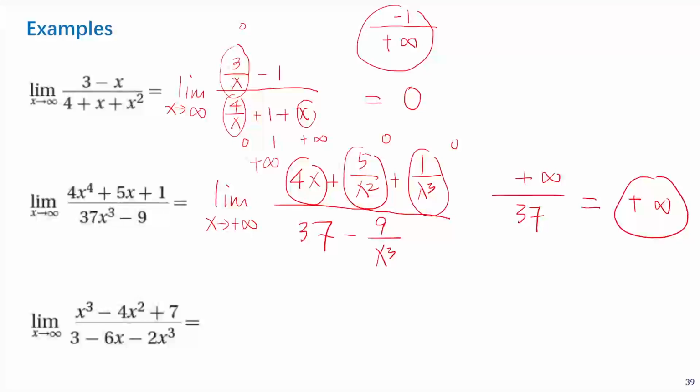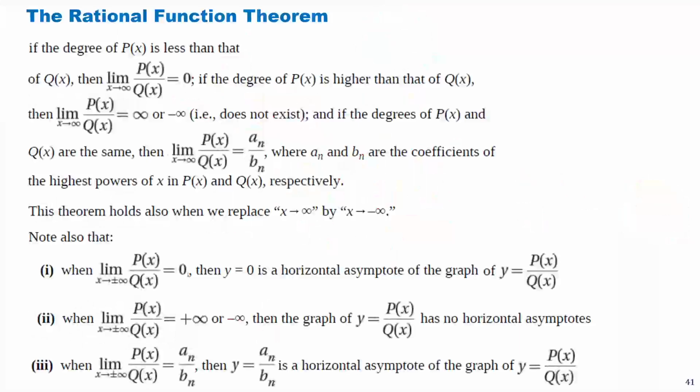How about the third one? You can divide both sides using x cubed, right? Then we can easily evaluate its limit is negative 1 over 2. Any questions? Okay, let's have a look at the rational function theorem.